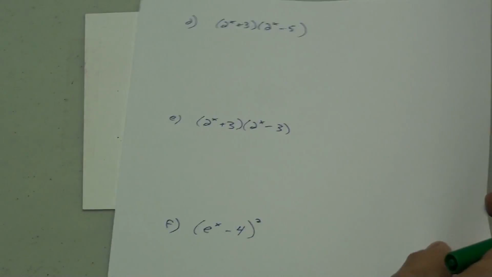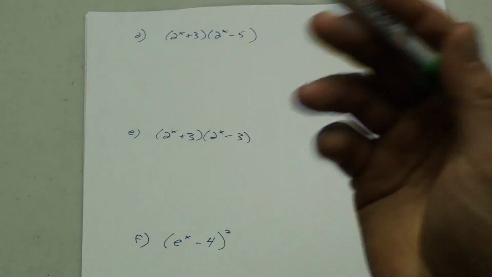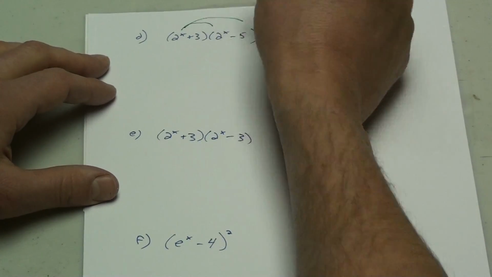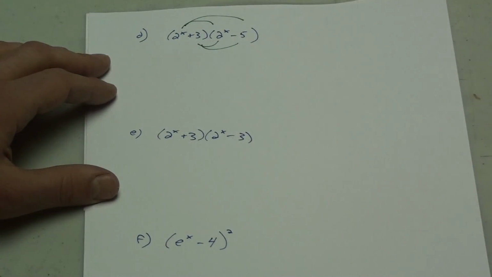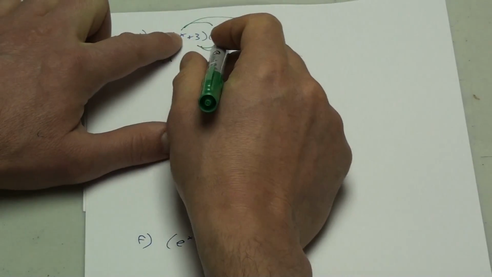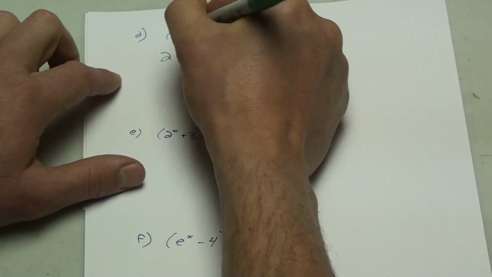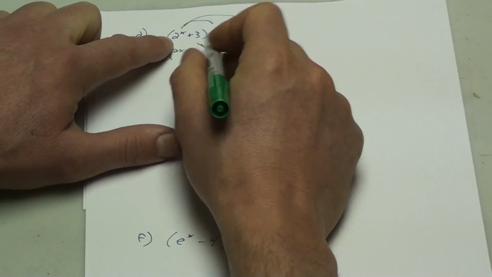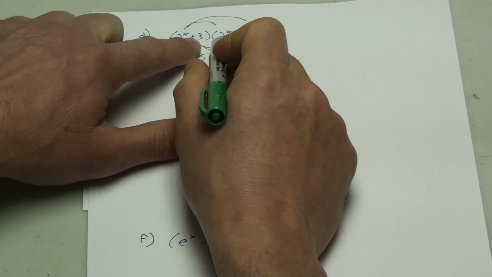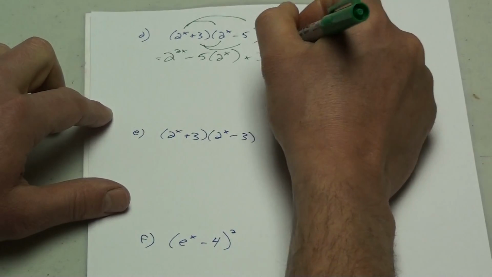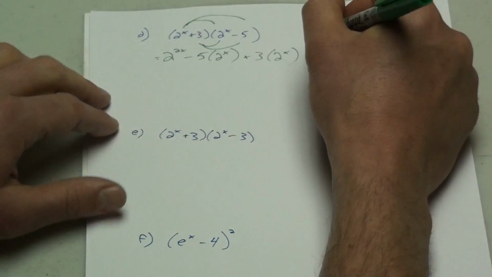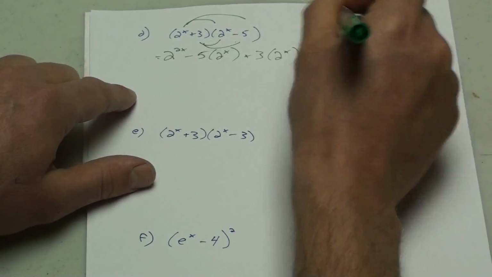Same rules apply if it is something like a FOIL or the double rainbow rule or whatever you want to call it, or any of those algebraic shortcuts. Multiply, multiply, add your exponents as you do it. So 2^x times 2^x is going to give me 2, base stays the same, add your exponents, 2^(2x). Multiply 2^x times negative 5 is just going to give me minus 5 times 2^x. 3 times 2^x is going to give me plus 3 times 2^x. I just write it out like that. Negative 5 times 2^x plus 3 times 2^x. And then I have just 3 times negative 5, which is negative 15.